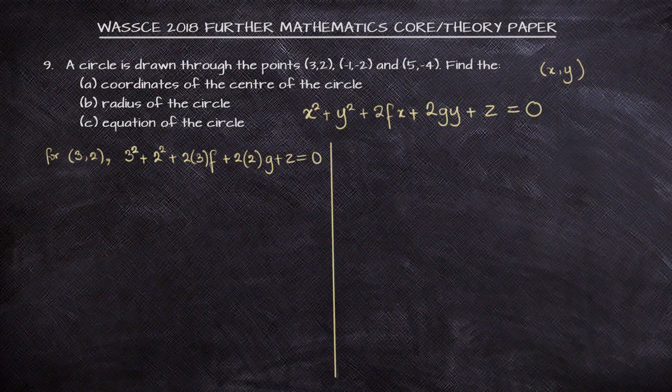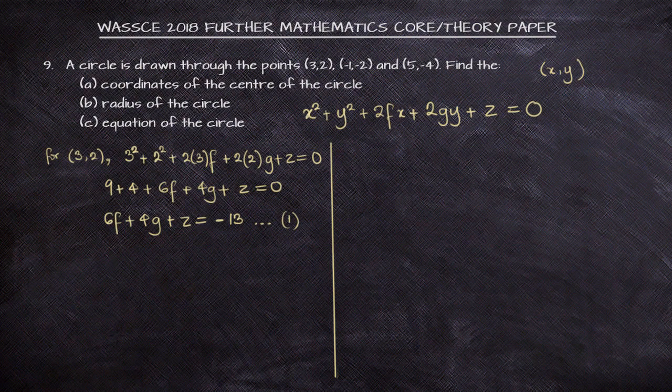And if you evaluate this, that will give us 9 plus 4 plus 6f plus 4g, which is 2 times 2, plus z is equal to 0. Now, we can have this as 6f plus 4g plus z. When 9 and 4 move to the other side, they become minus 13. And this we can call equation 1.